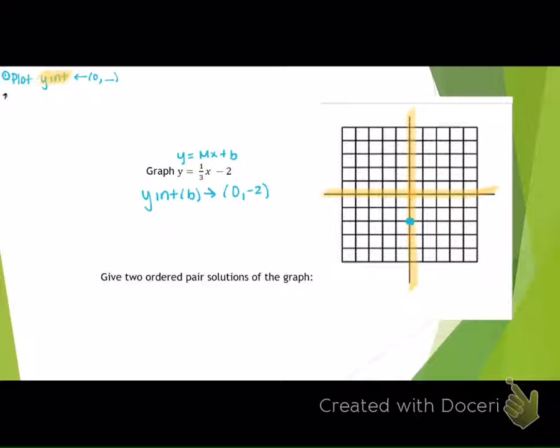Then you will use your slope to plot at least 2 more points. Remember, slope is rise over run, so make sure you rise and then you run.